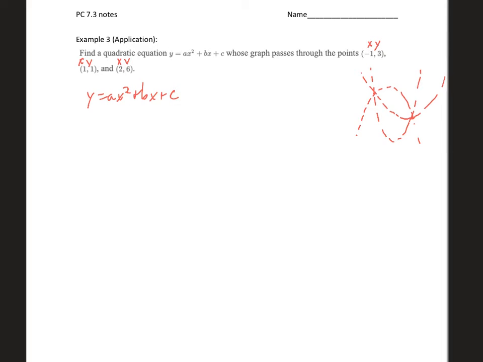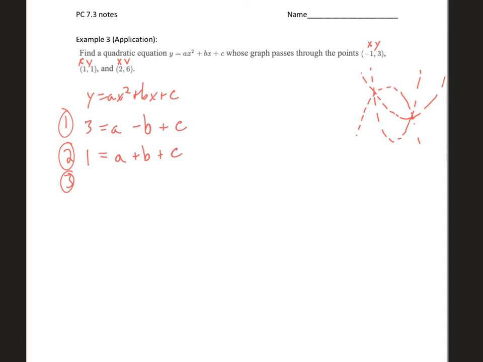So the first guy will be 3 equals a times negative 1 squared is 1 plus b times negative 1. Let's clean that up a little bit. So that's a negative b. So a minus b plus c. That's my first equation for my first point. My second equation, x is 1 and y is 1, so 1 equals a times 1 squared is 1, plus b times 1 is plus b plus c. That's from my second point.